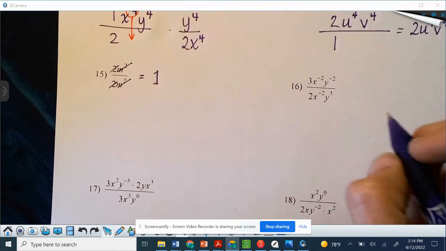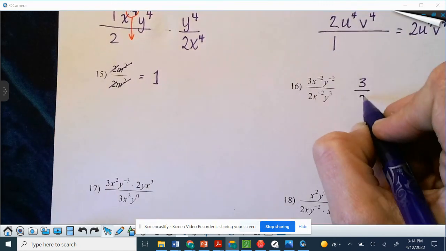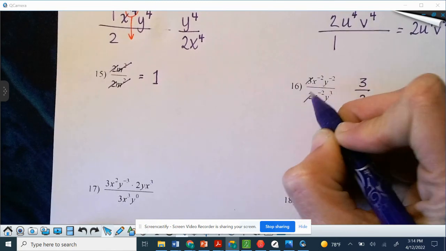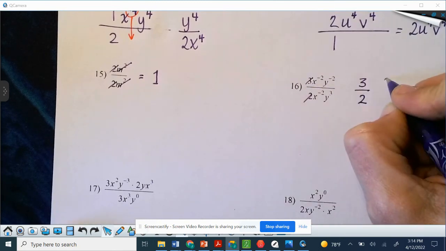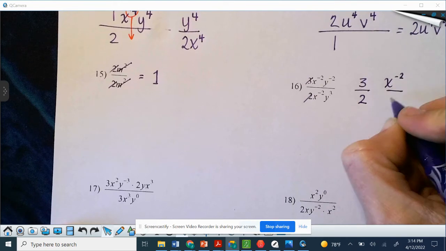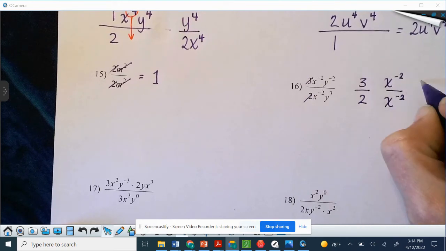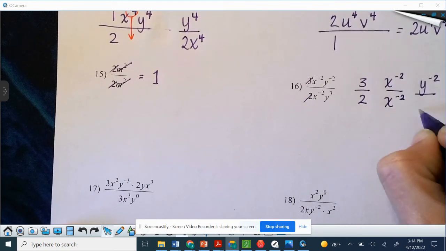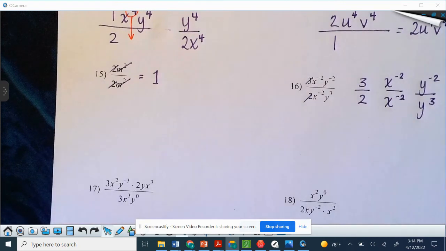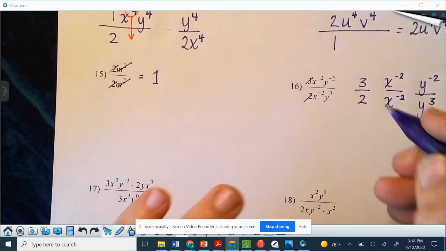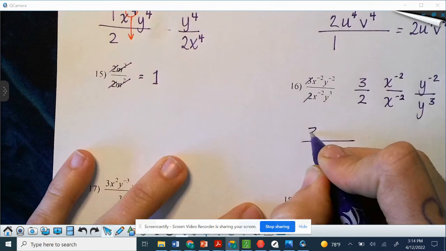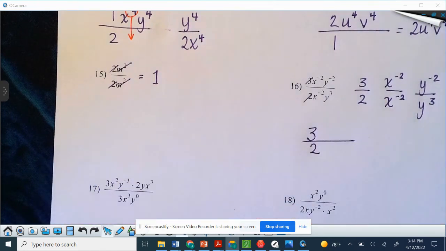Looking at 16, again, we're going to break it up. So we have 3/2. We're running right down our line left to right. So x squared with a -2 at the top, x -2, y -2, y cubed. Starting from left to right, 3/2 again cannot be reduced. It can't look any better than that. Can't simplify, make it smaller. No decimals. Do not turn them into decimals.